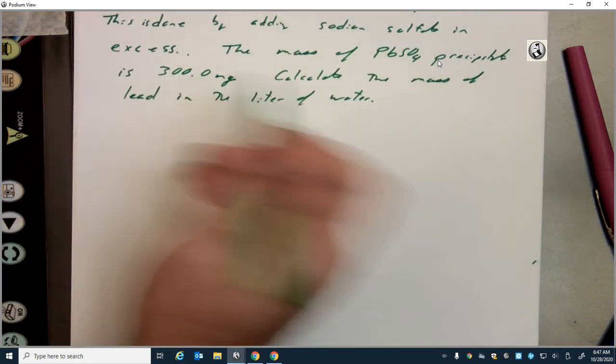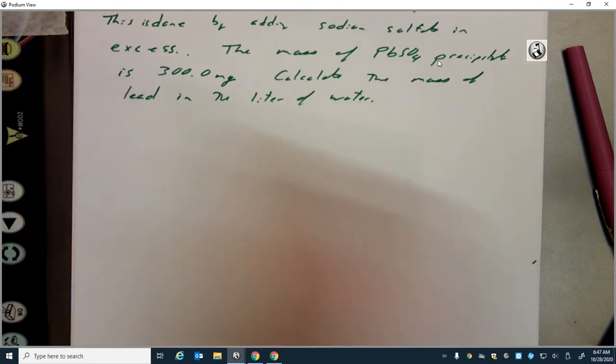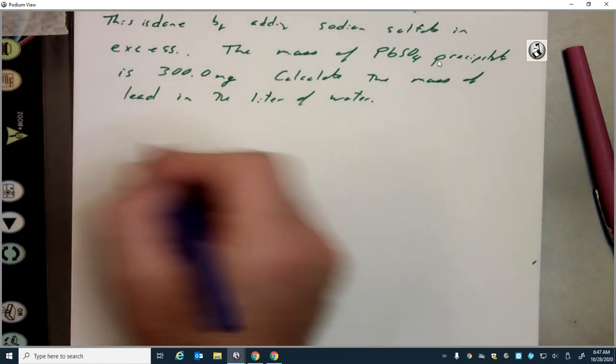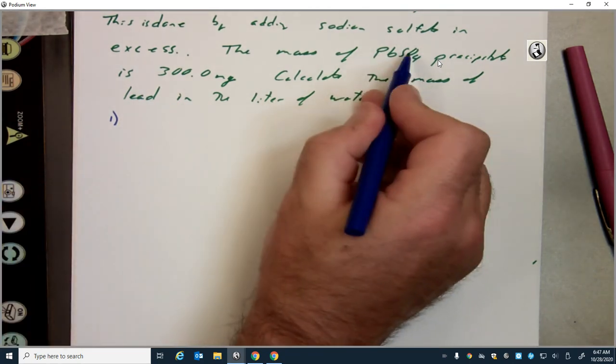And we could write out the equation, all right, but let's go ahead and try this. So the first thing I'm going to do is calculate the percent of mass in PbSO4.